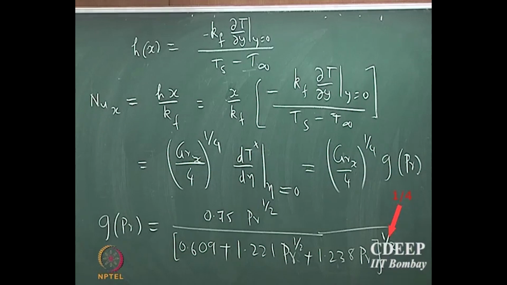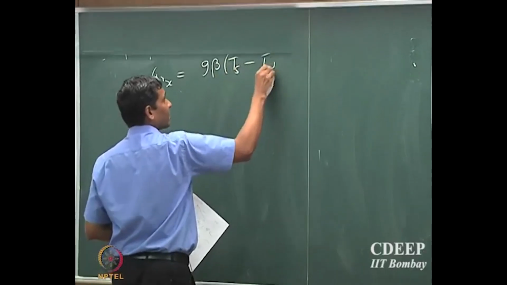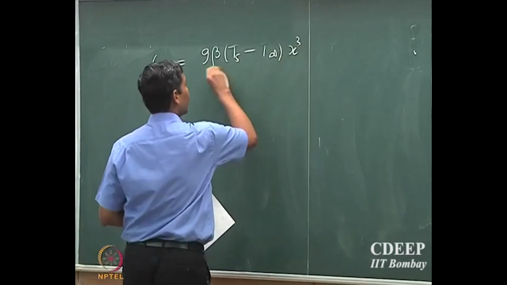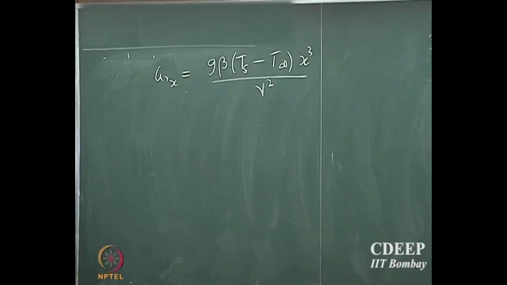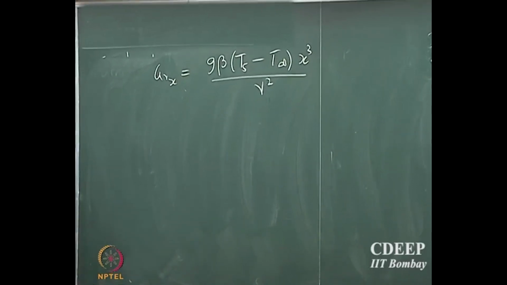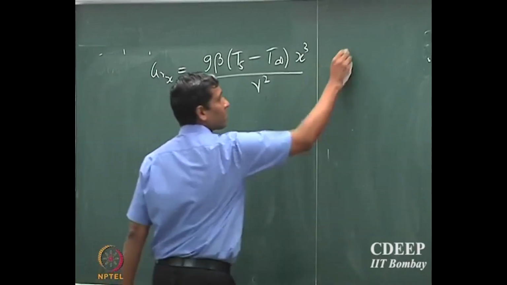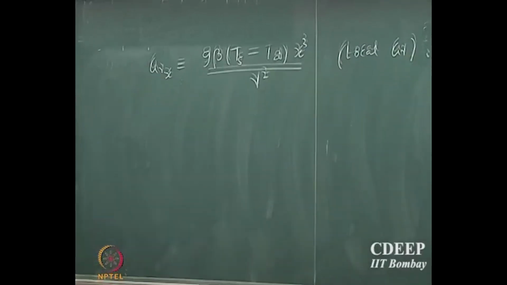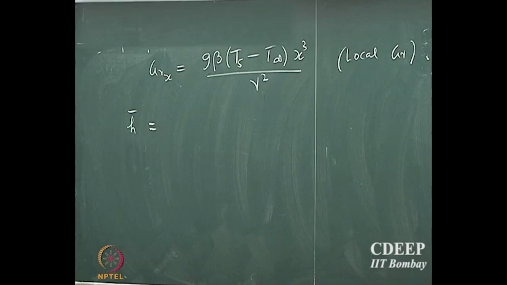So the local Grashof number is simply defined as g beta (Ts minus T infinity) into x cube by mu square. So it's simply the same expression that we had before, multiplied by the Reynolds number square. So we get x cube by mu square, which is the local Grashof number. Okay. So the next exercise is to find out the average. So we had two objectives. One is we find the local heat transport coefficient.